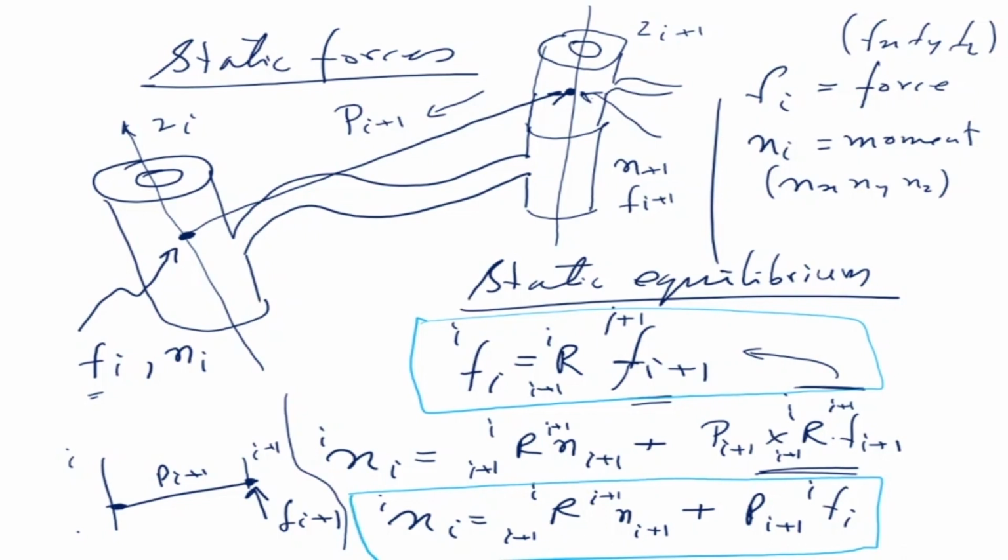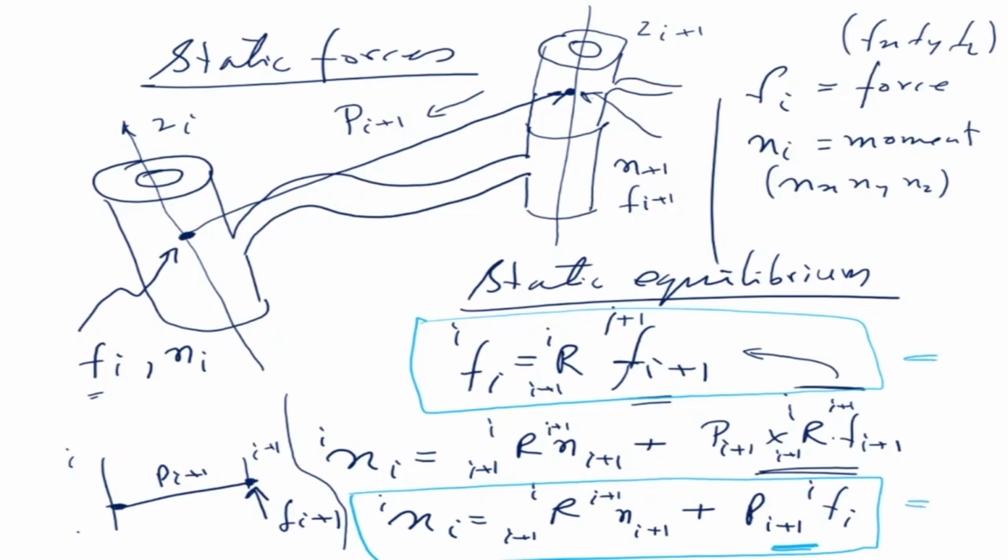Okay, the moment is equal to this. The n plus 1th moment multiplied by the rotation matrix affects the ith moment. Sorry, the moment on the ith joint, and there is an additional moment because of the force which is acting on the i plus 1th joint. Okay, so these two relations again give us the propagation of forces.